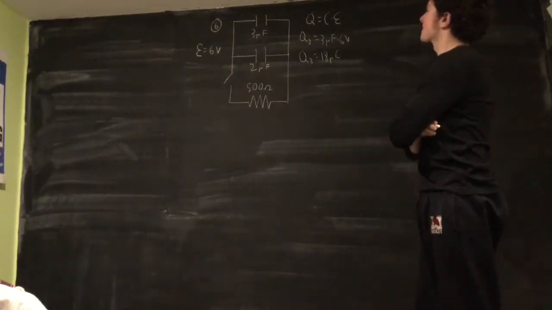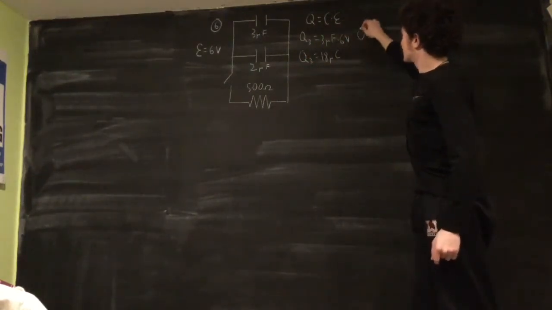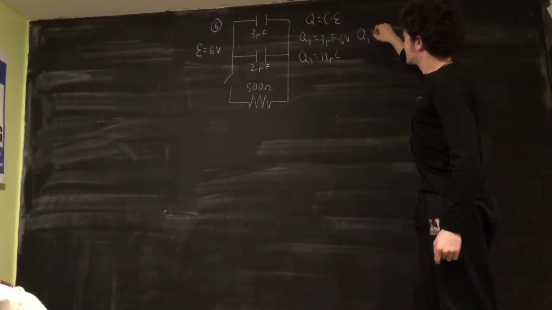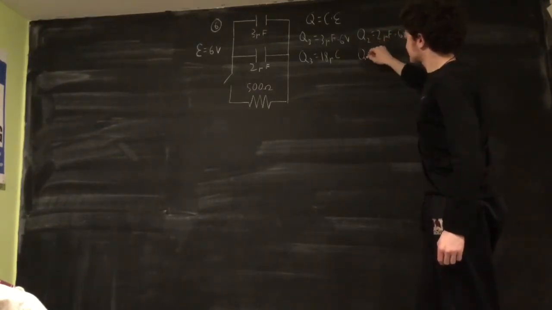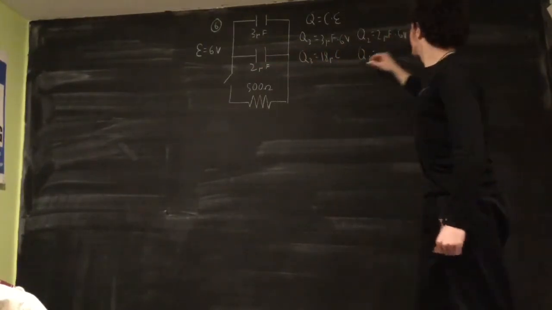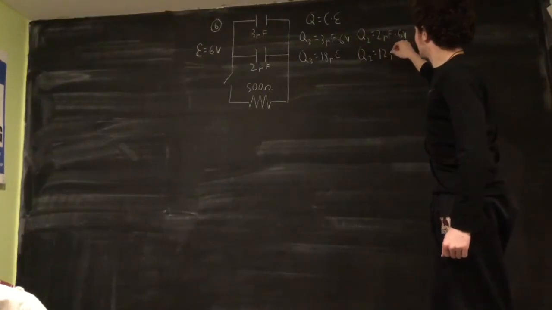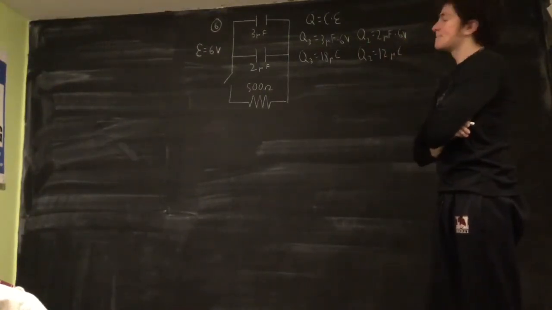That's very nice. What if we try it for the second capacitor? Again, using the same equation, we go Q sub 2 is equal to the capacitance, 2 microfarads, times the same EMF, so 6 volts. This means that the original charge on capacitor 2 is equal to 12 microcoulombs. So now we have the original charge.